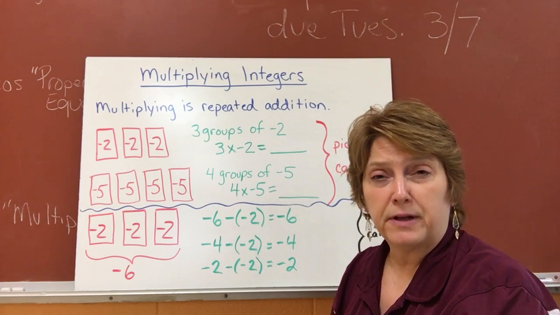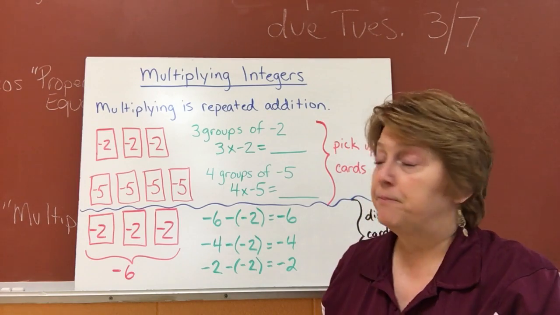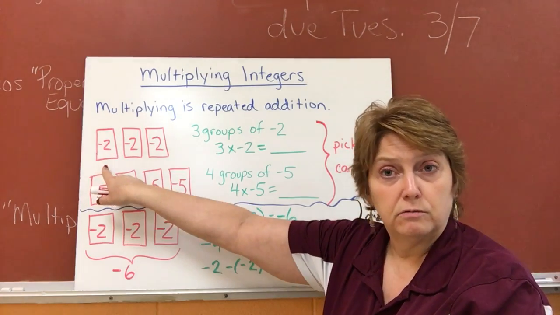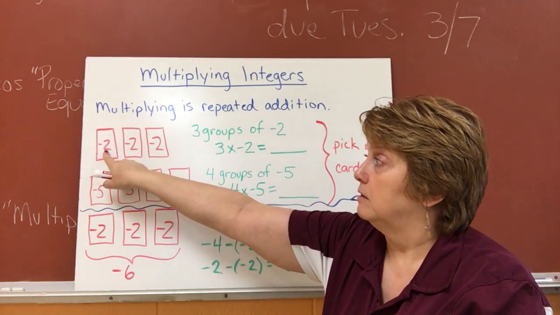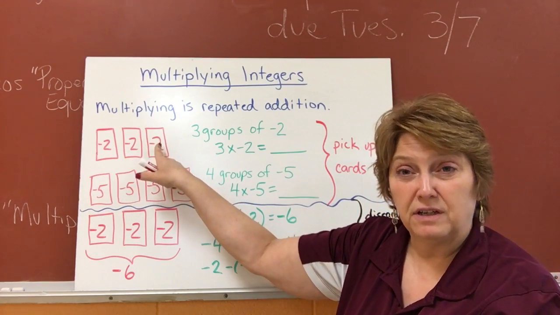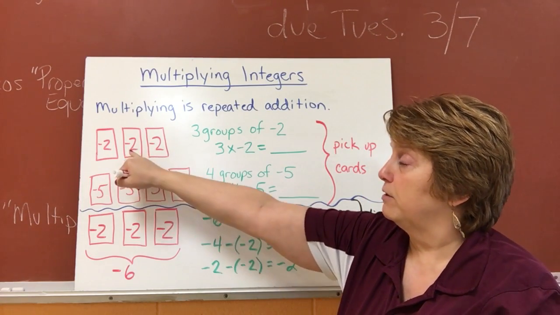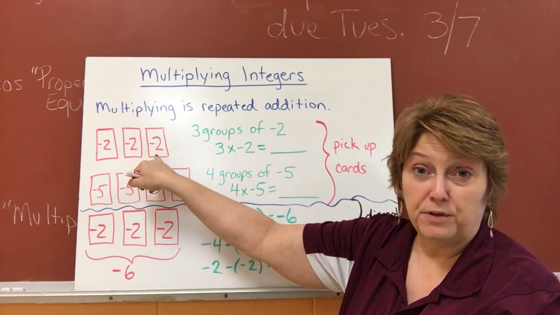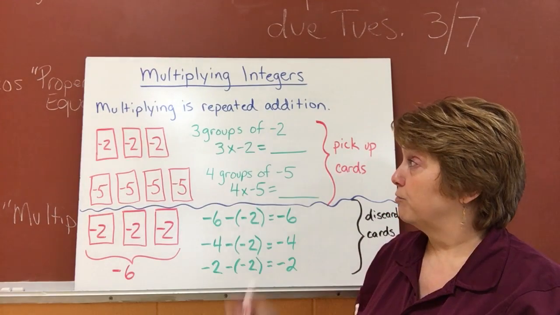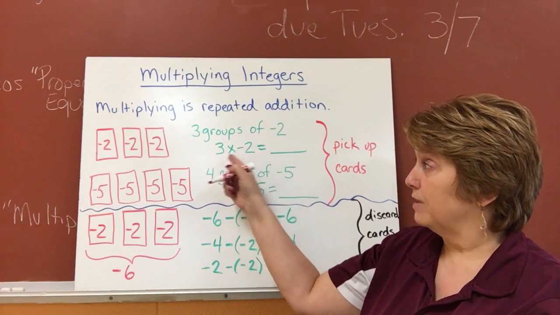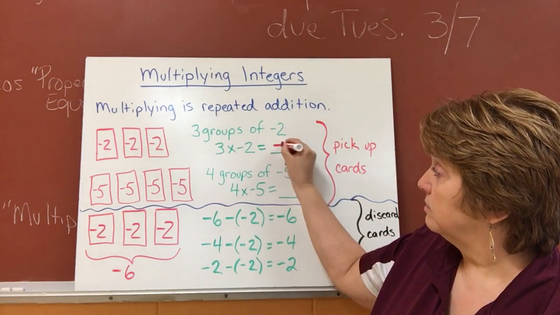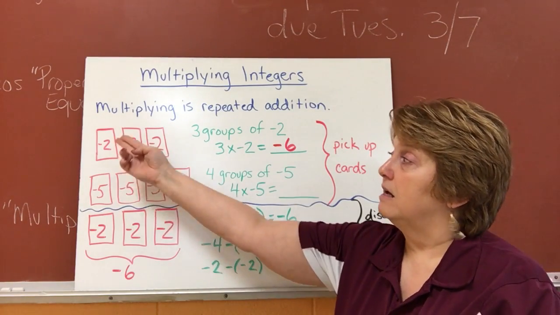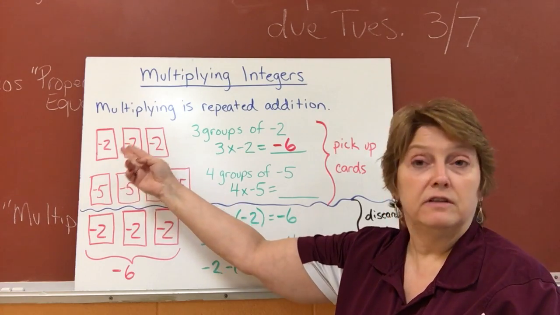integers. So if we think about our integer cards and our integer game, if we have three groups of -2, it's the same thing as saying -2 plus -2 plus -2. -2 plus -2 is -4, -4 plus -2 is -6. So three groups of -2, 3 times -2 equals -6.